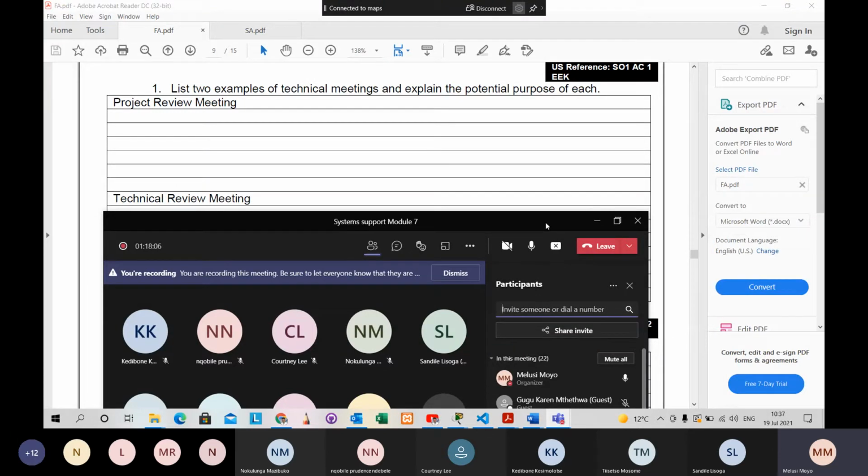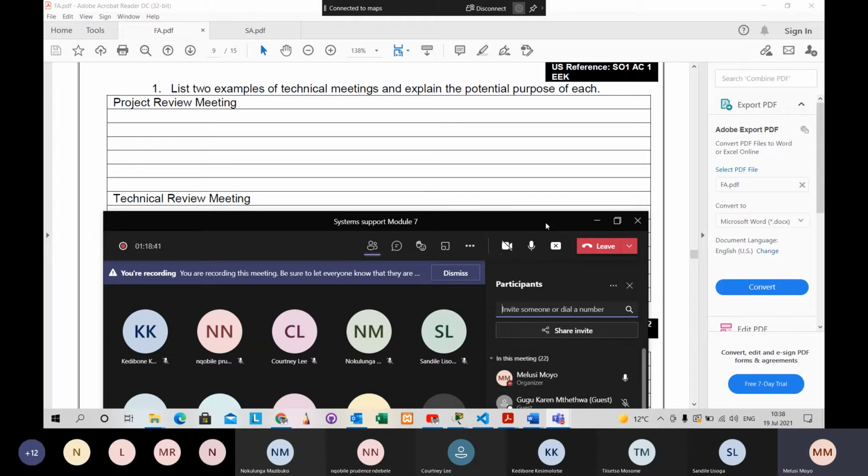A project review meeting is whereby we have a big project, maybe we're building a fresh network from scratch, and then we're going to be talking about our budget and different stakeholders coming together. But in a technical review meeting, you find that it's only technical people, looking at maybe one change we made to the network, to find out what exactly happened to the system. Did this new change affect our system in a positive or negative way?